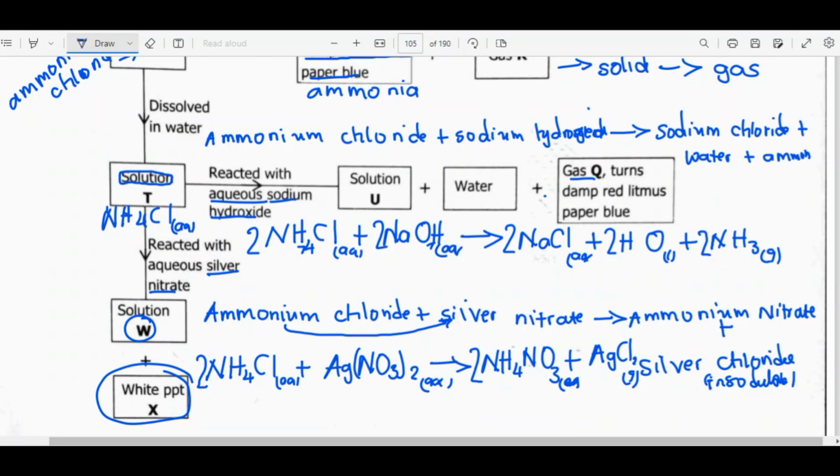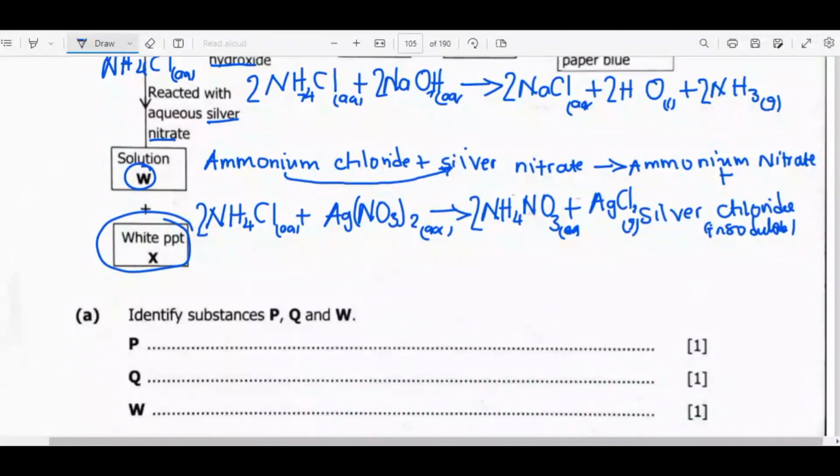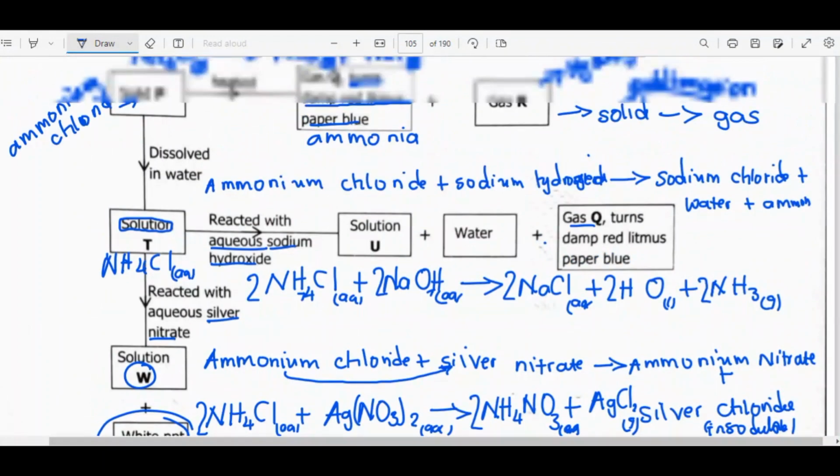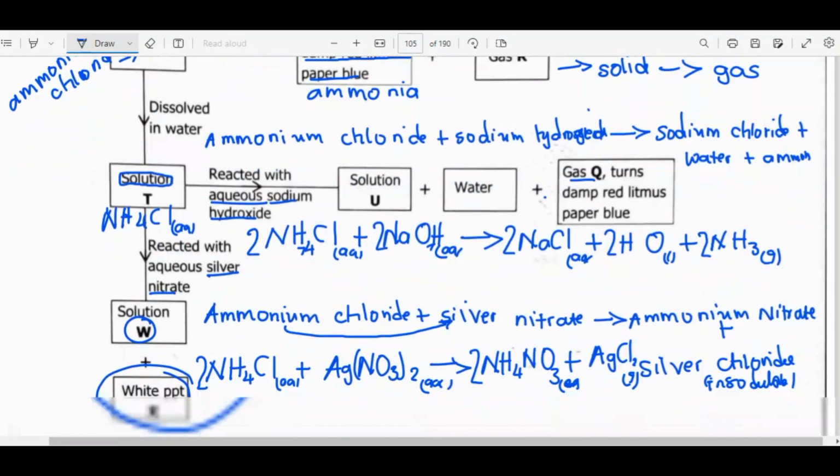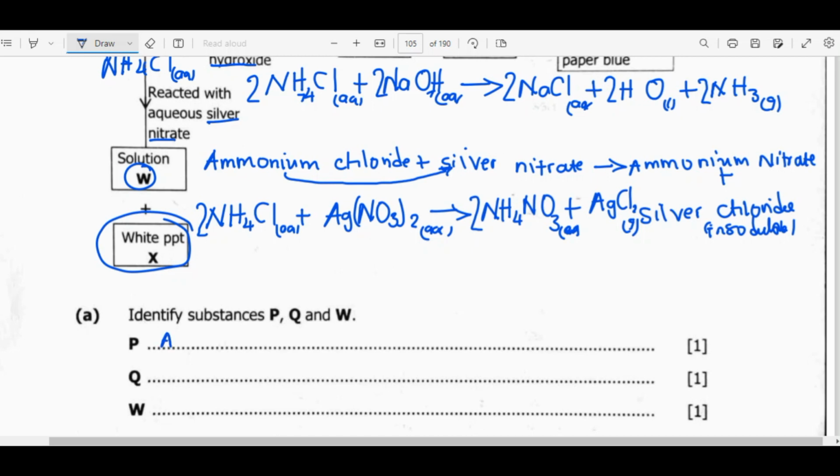Now, since we have this information, let's see the questions. Question A, identify substances P. So P, we say it is ammonium chloride. Then Q is ammonia gas. Then W, this one here, we say it is ammonium nitrate.